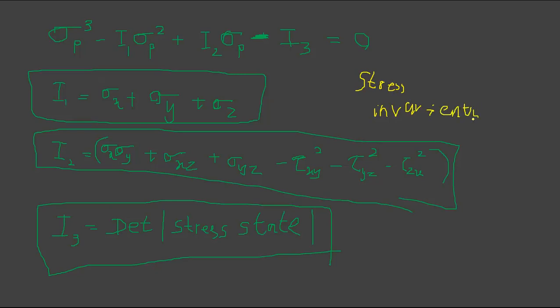Why do we call these stress invariants? Because these are independent of your coordinate axis, right? Whatever angle you rotate, this will give you the exact I value, because these are not dependent on your theta values, right? Can you see?